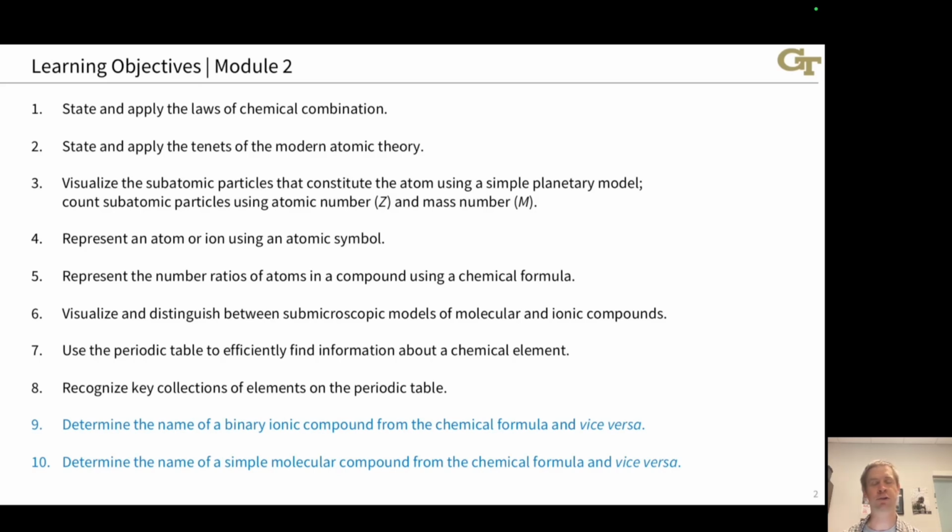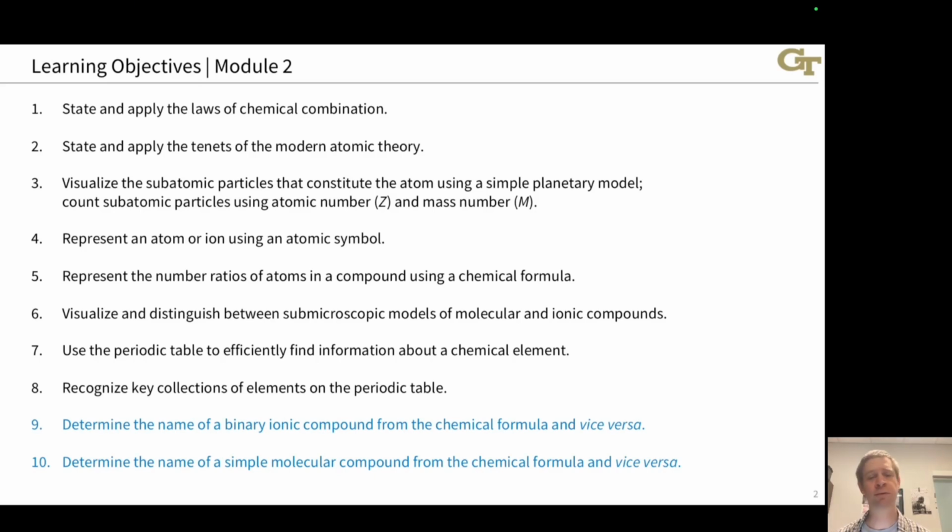Names point to structure. In other words, the name of a substance, which is part of the symbolic domain, points to information on the submicroscopic domain about how atoms are connected, where electrons are located, where positive and negative charges are located, and things like this.